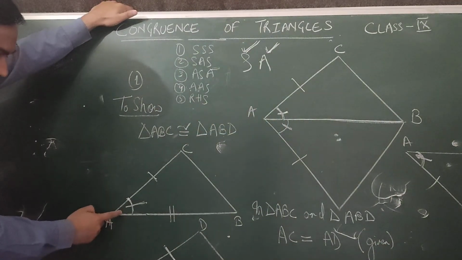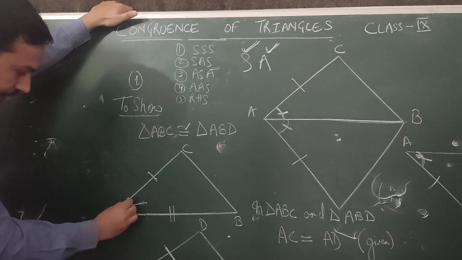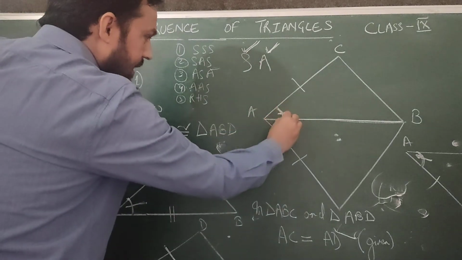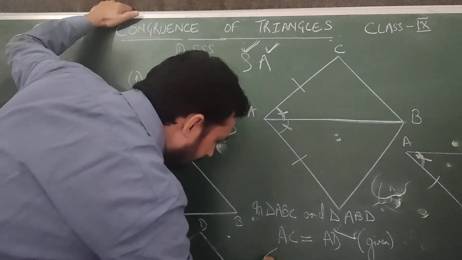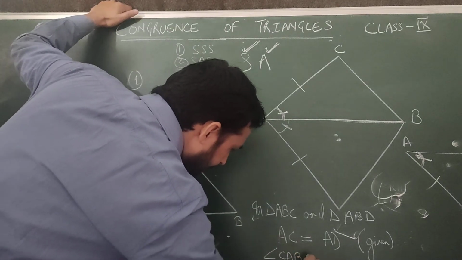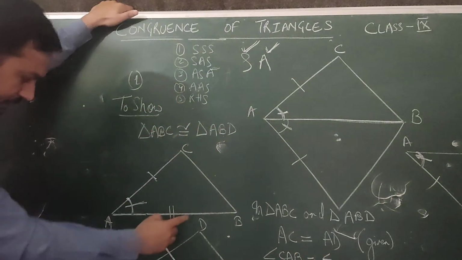Next, we will write this angle CAB. We will not write angle A, because this angle is a part of angle A. So we cannot say angle A for this one. We have to say angle CAB is equal to angle DAB.